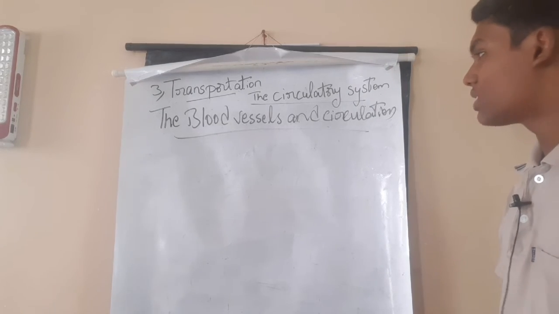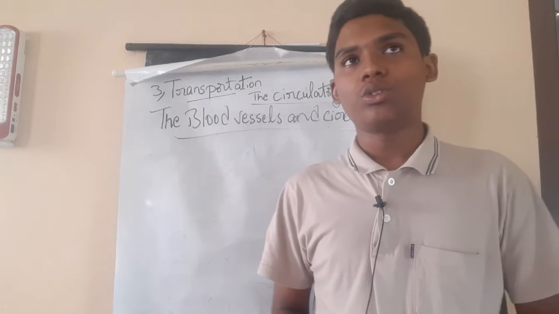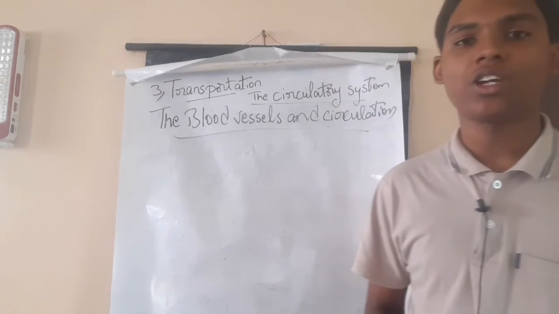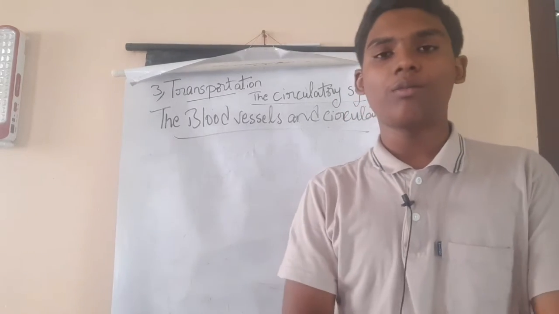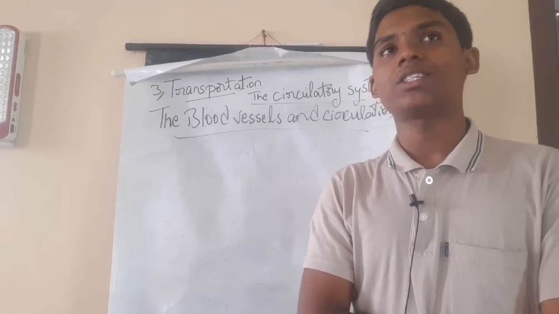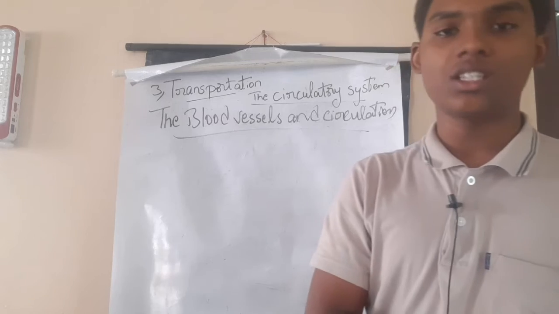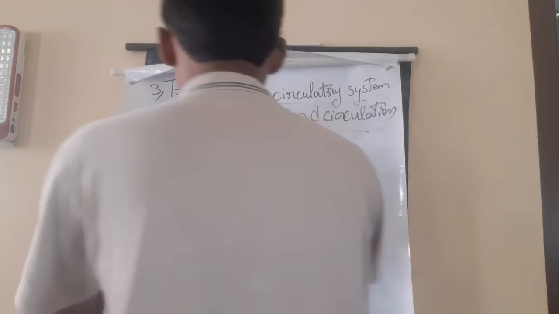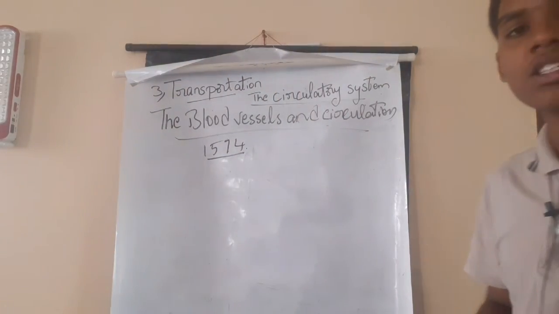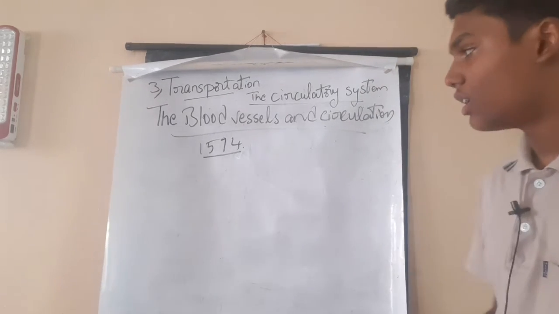So now the blood vessels and circulation. Some important points: up to the 16th century we did not know how the blood is circulated or transported, because at that time scientists had not yet discovered the veins and arteries. So we did not know about arteries and veins until the 16th century. But in 1574, on hearing the year 1574, we get one name in our mind, none other than Girolamo Fabrici.